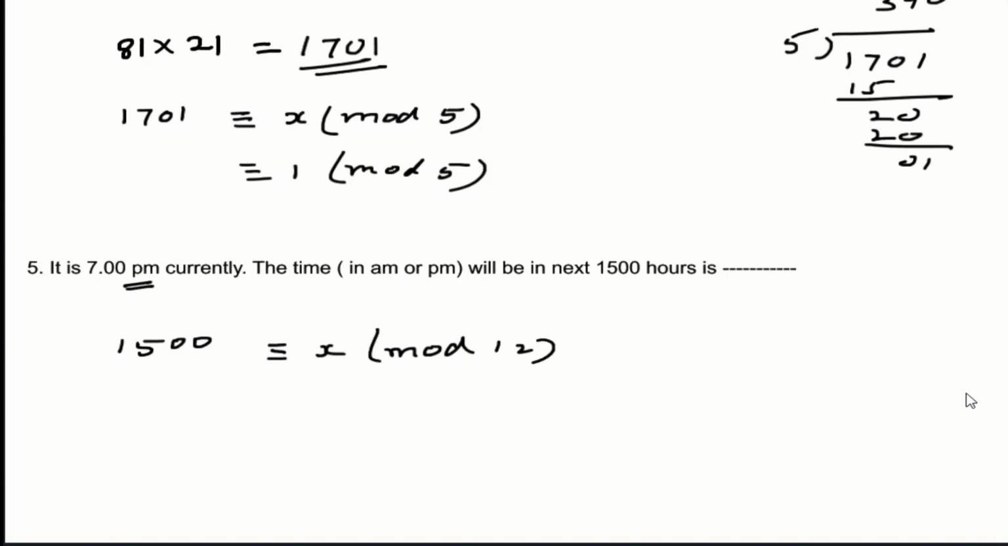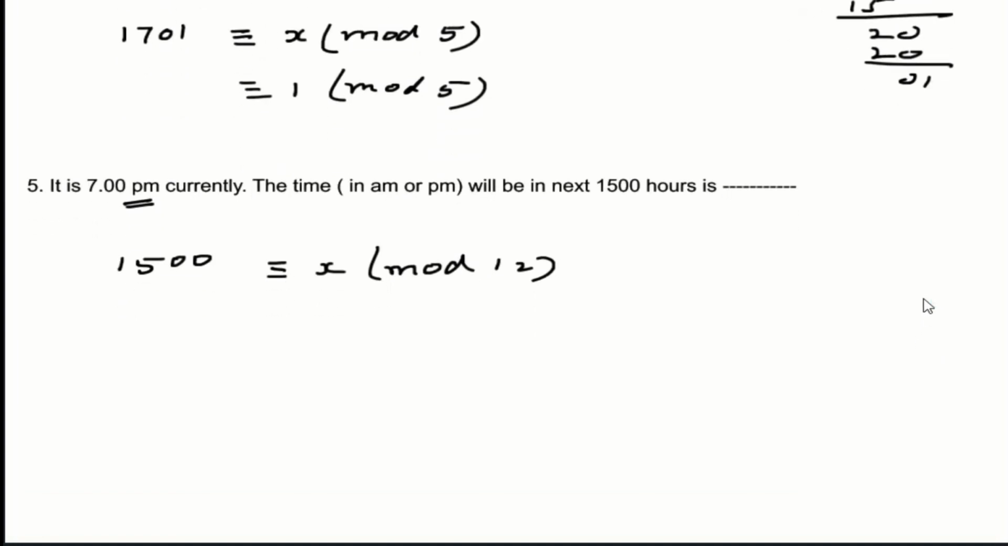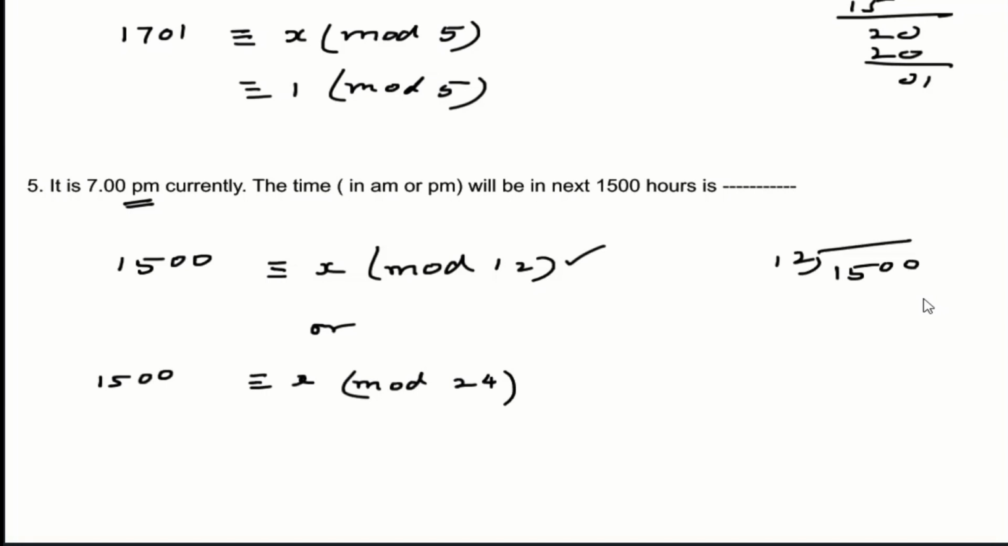So 1500 is congruent to X mod 12. You can also go with 1500 is congruent to X mod 24. Either case you can do. So now I'll go with the first one. I'll do both the methods. Whichever is convenient to you, you can make use of. So I'm just dividing. So X is nothing but the remainder. So 1500 divided by 12. 12 12s are 144. 12 5s are 60. So the remainder is 0.